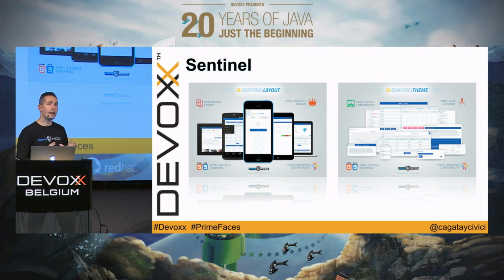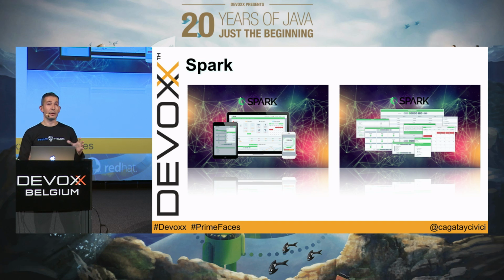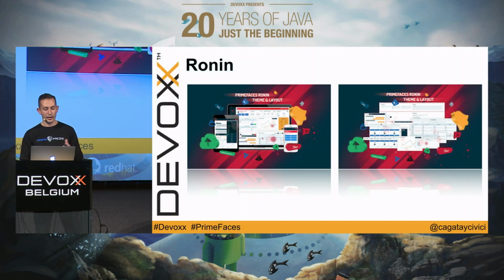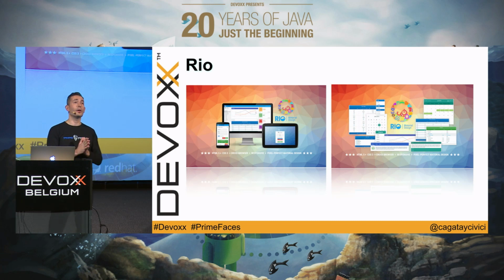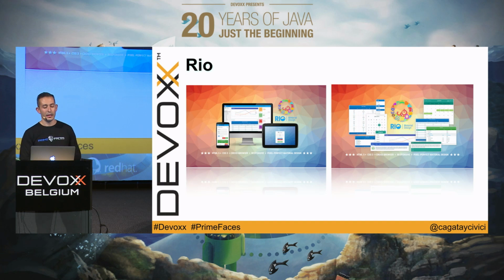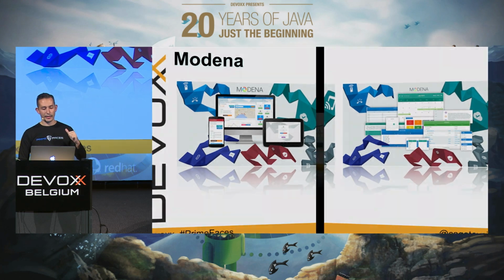One is Sentinel. These are also responsive, so they look great on tablets and phones. There's a Spark. For example, at Spark, the menu is on the top. So we are trying to create a market where there's a different choice for different requirements. Ronin, for example, its colors are red and black. Rio, if you like material design from Google, which I like, it's quite simple and flat. You can get Rio, Modena, which is the best seller, and Adamantium.